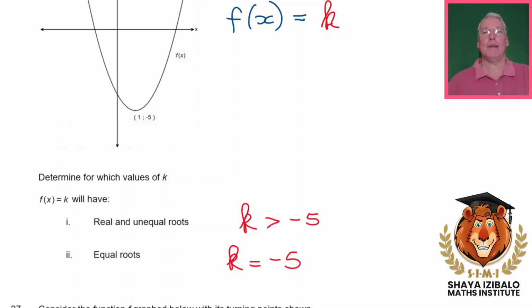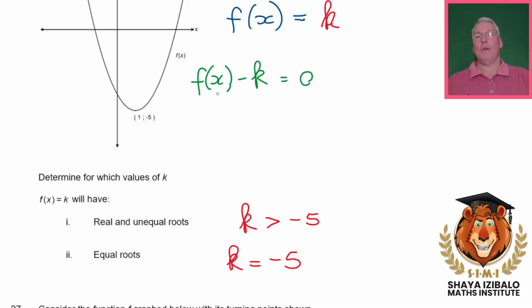If we've got f of x equals k, then another way of thinking about that is to say f of x minus k equals 0. Now f of x is just our function, and we're wanting our function to equal 0. Now at the moment, the function has got real and unequal roots where it equals 0. Do you agree that if we drop it down, it will still have real and unequal roots?